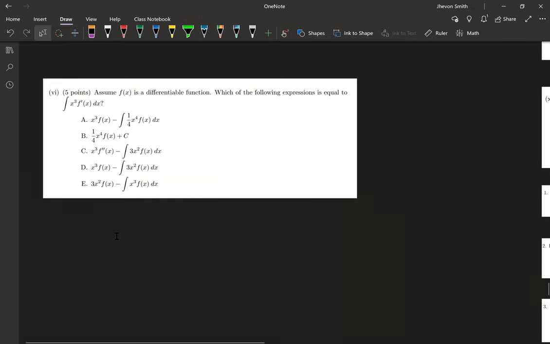Assume this f is a differentiable function. Which of the expressions equals this? Launching another poll. Let me know what you guys think.